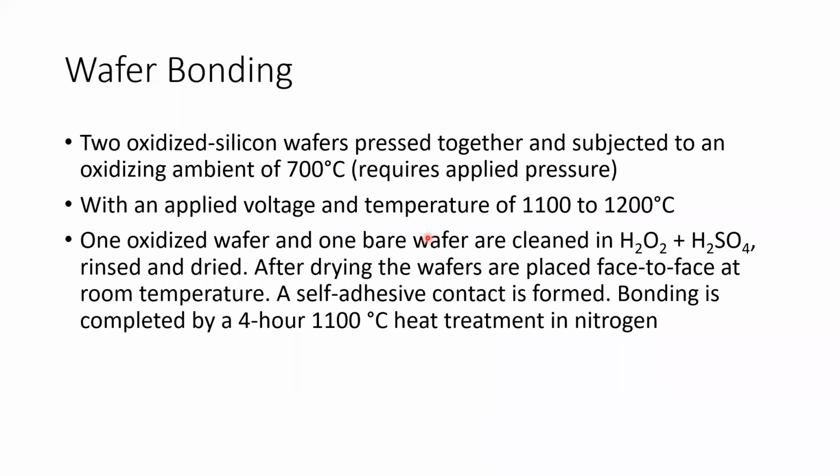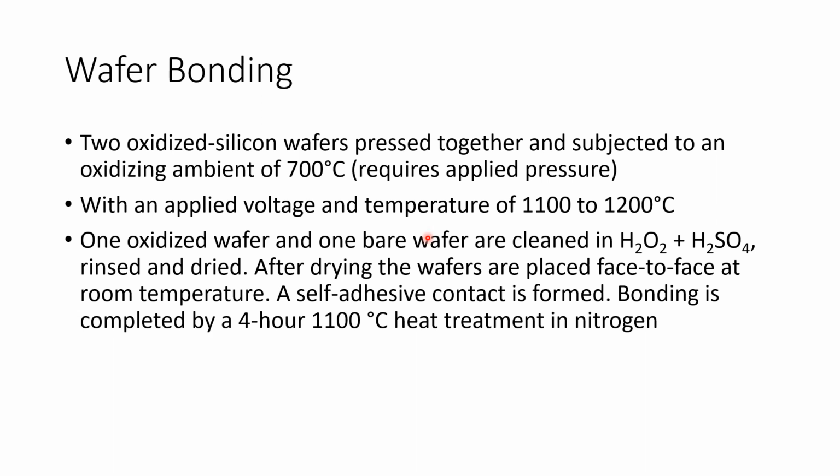So we mentioned wafer bonding. The process: we have two oxidized silicon wafers pressed together and subjected to oxidizing at around 700 degrees. It requires pressure. We apply voltage and temperature up to 1100 to 1200 degrees C.